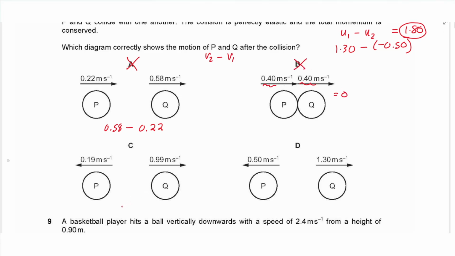In C, we have 0.99 minus negative 0.19. That gives an answer of 1.18, not 1.80, so it's not C, it must be D. And we have actually the same magnitudes of velocities and opposite directions again, so this will give an answer of 1.80 as a relative velocity of separation.